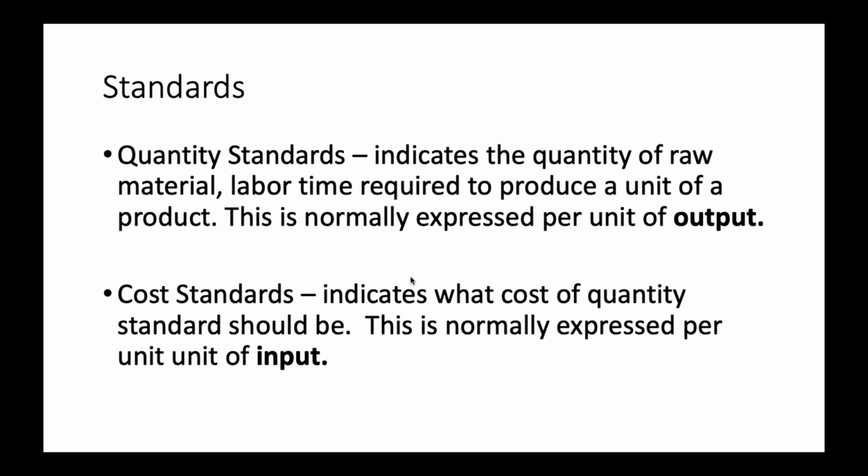Now, when we say cost standards, this indicates what the cost of the quantity standards should be. This is normally expressed on a per unit of input. So in contrast to quantity standards, when we say cost standards, we are putting criteria on the inputs to produce a certain product, say how much we will pay for raw materials to produce a certain unit, or how much we are going to pay for labor to produce a certain unit.